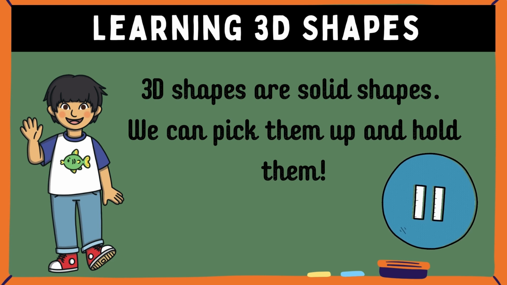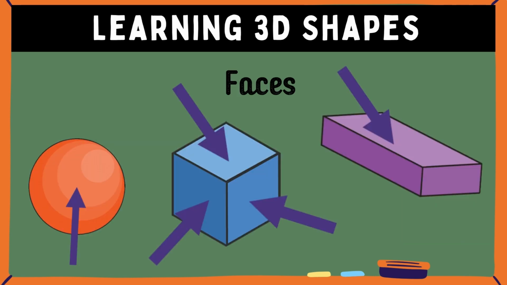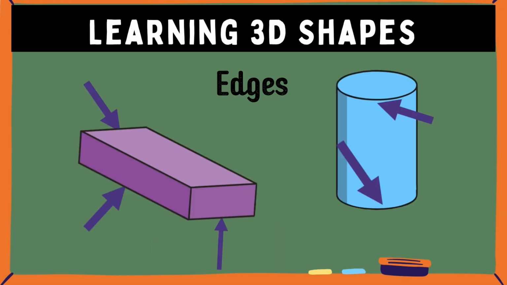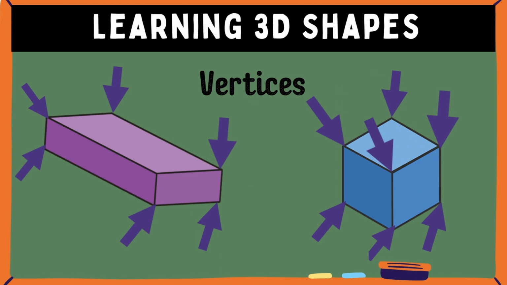To begin with, let's remind ourselves which part of the shape the faces are. The faces that a 3D shape has are the surfaces all around it. Faces on 3D shapes can be flat or they can be curved. An edge is where faces meet. And the vertices are where all the edges of a 3D shape meet together and make a sharp point.